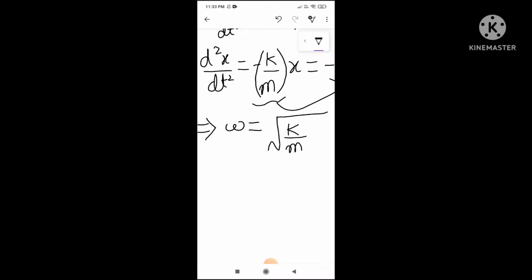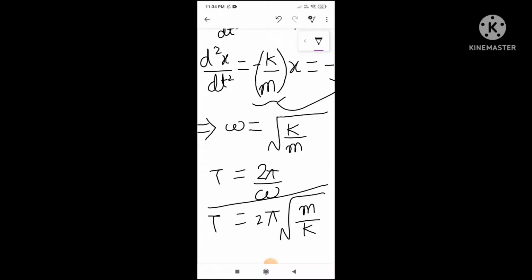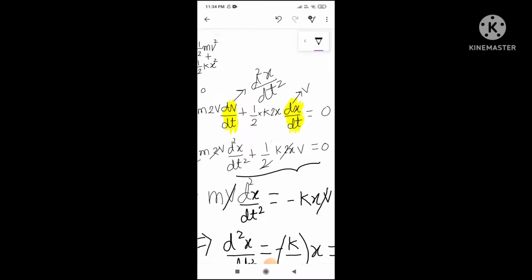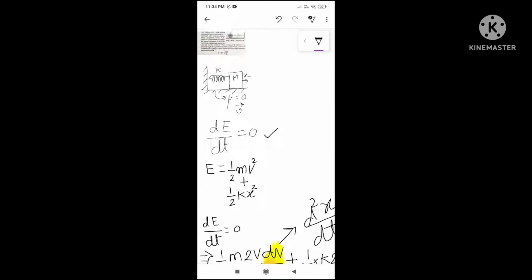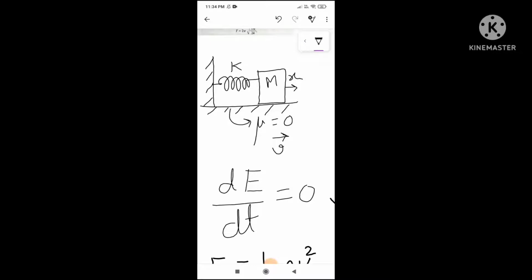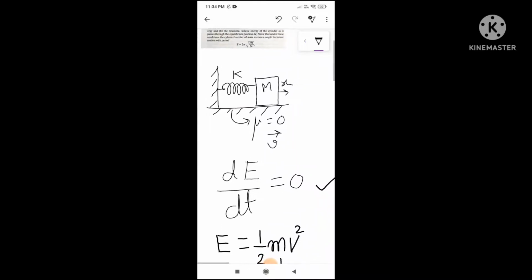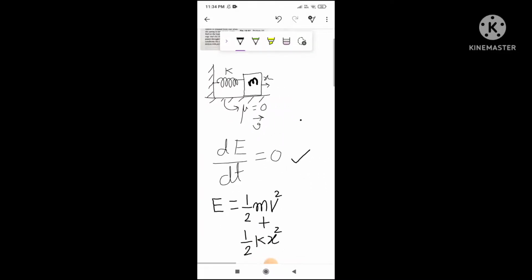Hence, for this particular mass spring system, our time period is 2 pi by omega. That's what is the time period in SHM. So that is 2 pi square root of m by k. And if you remember, you get this very result from your force method. So this is the energy method of solving in SHM. We took this mass spring system and found out the time period of oscillation of this mass block of mass m using energy method.